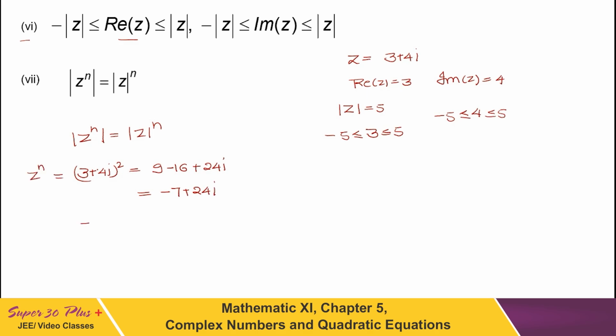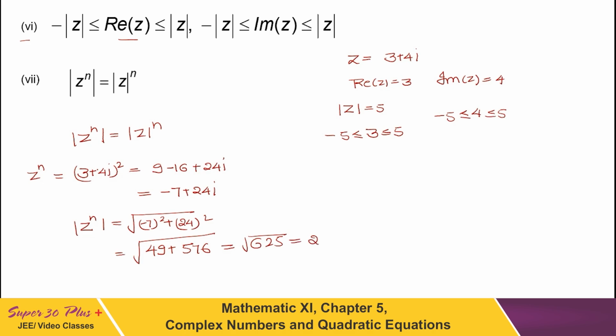And now we are going to find the mod of z to power n, and it is equal to the square root of minus 7 whole square plus 24 whole square, and it is 49 plus 576. And now we are going to solve it. It is square root of 625, and it is equal to 25. Here z is 3 plus 4 iota. Now take the mod of z. The mod of z is 5, and here n is equal to 2. Then mod z whole square is equal to 25.